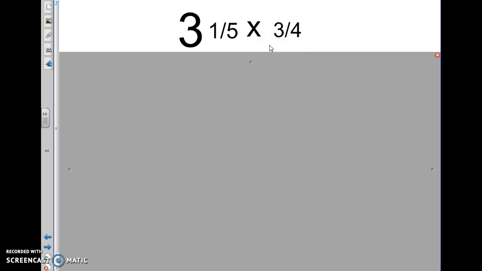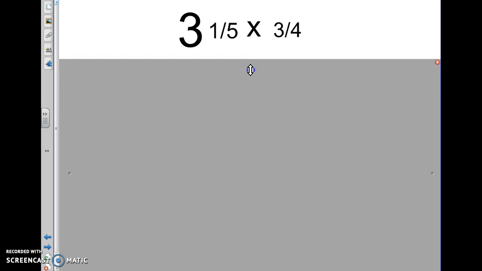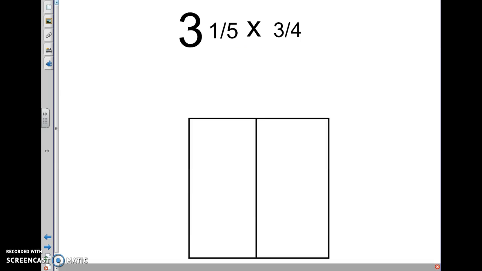The strategy that we're going to be using for this is something that you're very familiar with. We used it quite a bit in solving multiplying multi-digit numbers earlier in the year. So we're going to use the same strategy. It's called the area model. Also, some people have referred to it as the box method. It's the distributive property, but typically we've called it the area model.